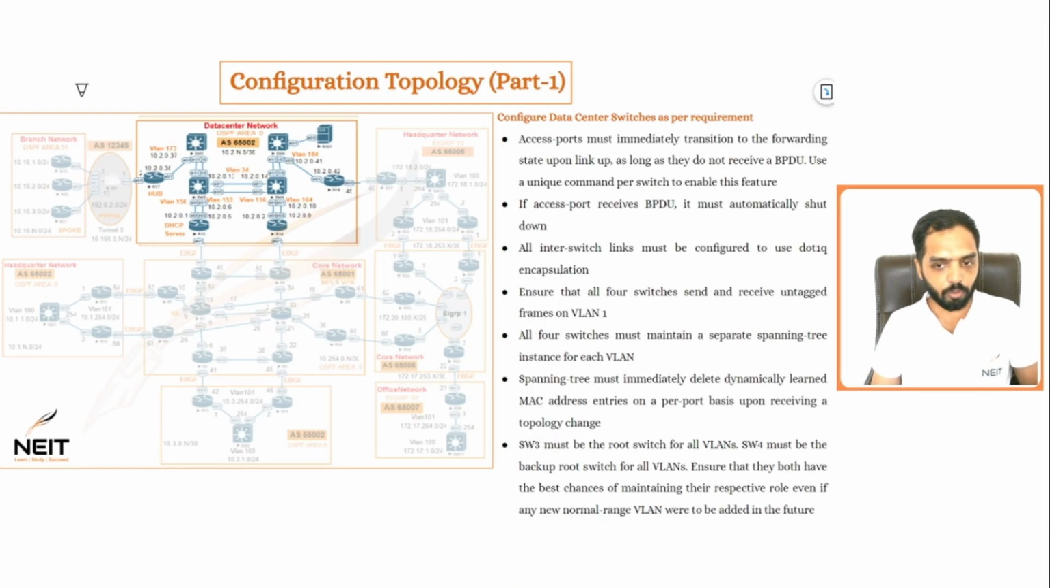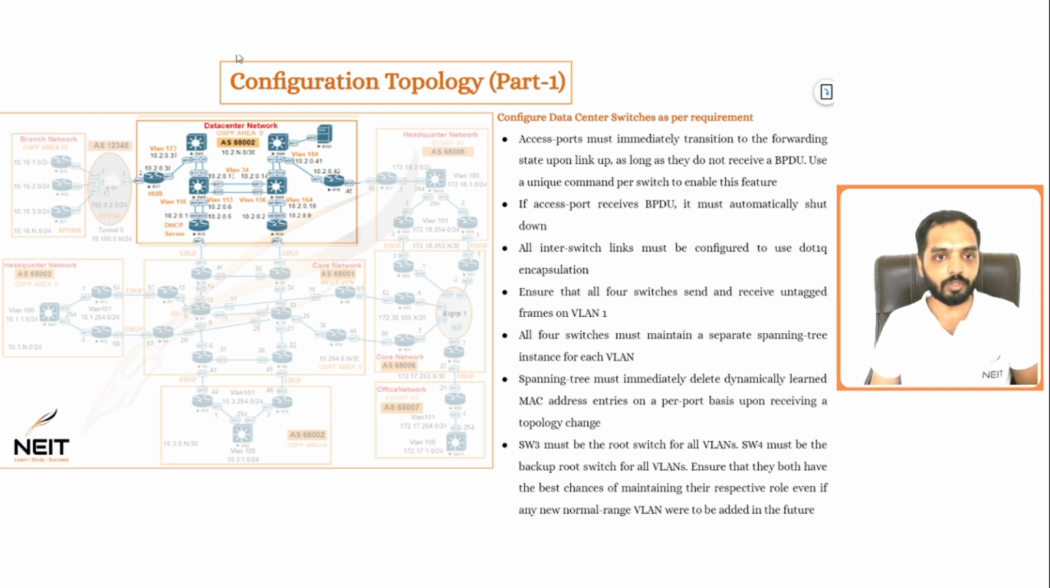Now after that we have to configure the trunking. All the inter-switch links must be configured using .1q encapsulation. Also we have to ensure that all the 4 switches send and receive untagged frames for VLAN 1. VLAN 1 is by default our native VLAN, so by default the switch will send all the frames for VLAN 1 untagged. So VLAN 1 is our native VLAN. The only thing is that we have to configure the inter-switch links using .1q encapsulation.